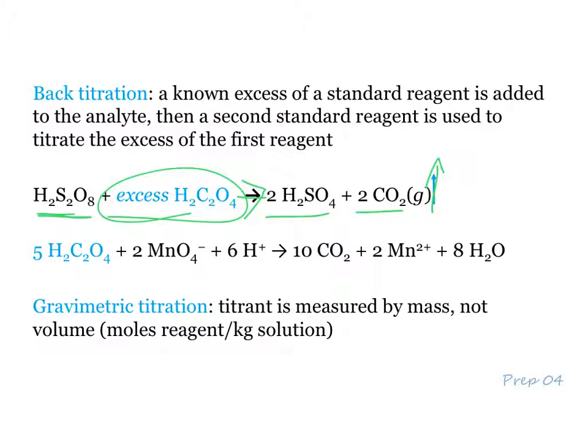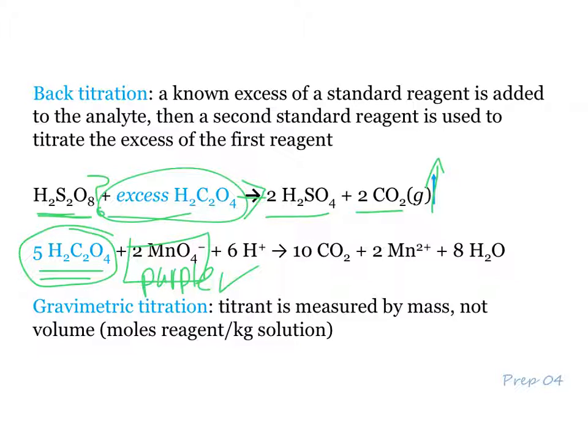So if we're using an excess of oxalic acid, how do we figure out how much of this peroxy acid was present in the first place? That's where we're going to do this back titration using permanganate. Remember that permanganate had that gorgeous purple color, and whenever that purple color begins to persist, we know that we've run out of our oxalic acid.